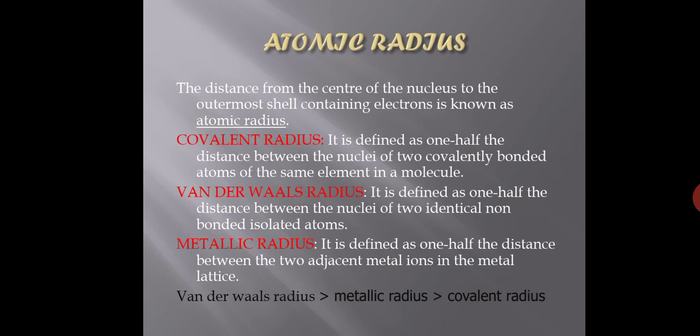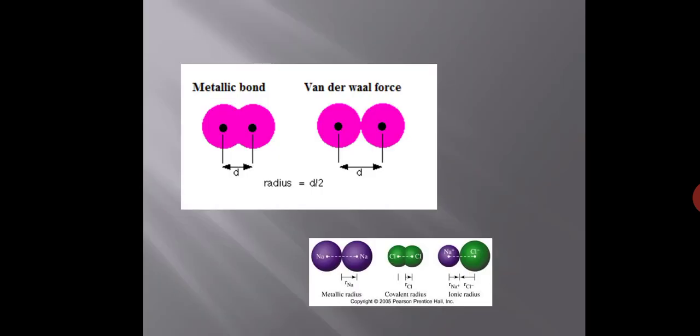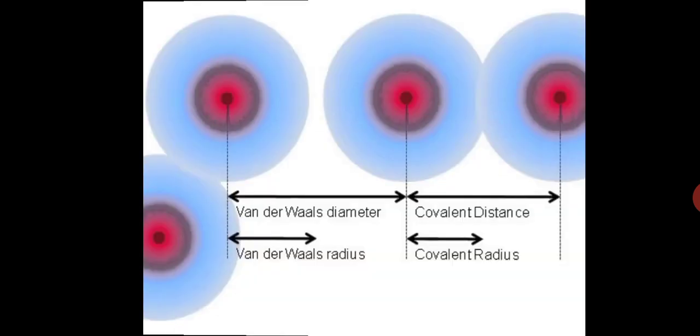In the case of covalent radius, the distance is less, as you can see here, because overlapping is there. But in the case of van der Waals radius, overlapping is not there. They just come closer and come in contact. So covalent radius is always smaller than the van der Waals radius. I hope you got this point.